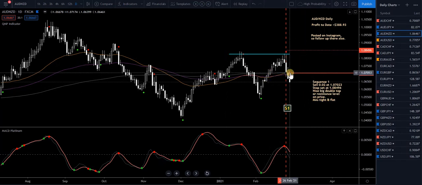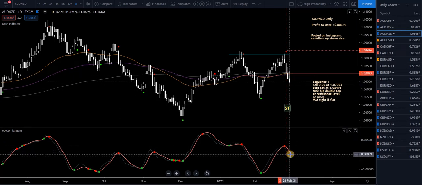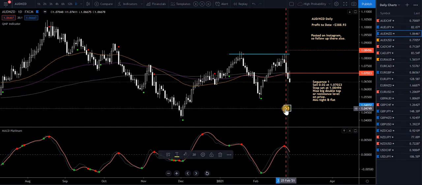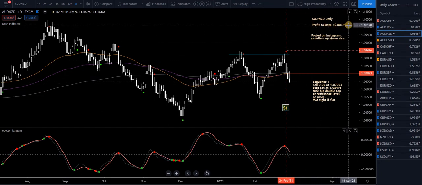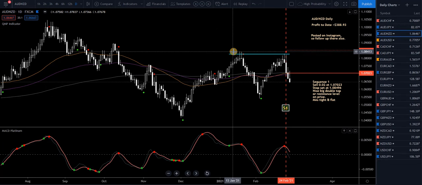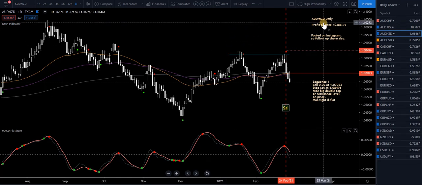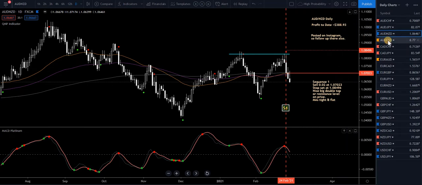MA is very tight and flat, took a sell, gone down nicely. MACD Platinum above the zero level, heading down towards the zero level. So going well on the Aussie New Zealand. Now you see my profit to date, that's just on the individual pair. Keep in mind all my trading is based on the 0.02 base slot, so that's 20 cents a pip, so that's my profit on those pairs.